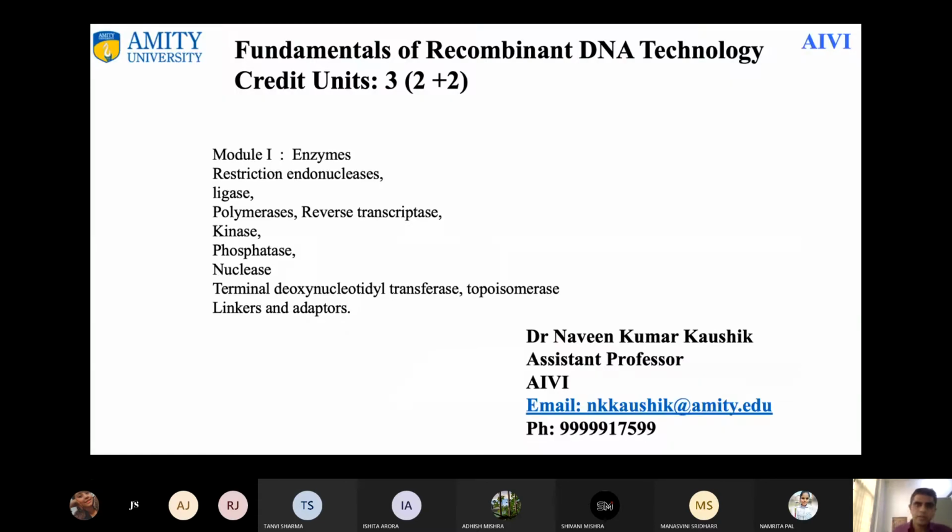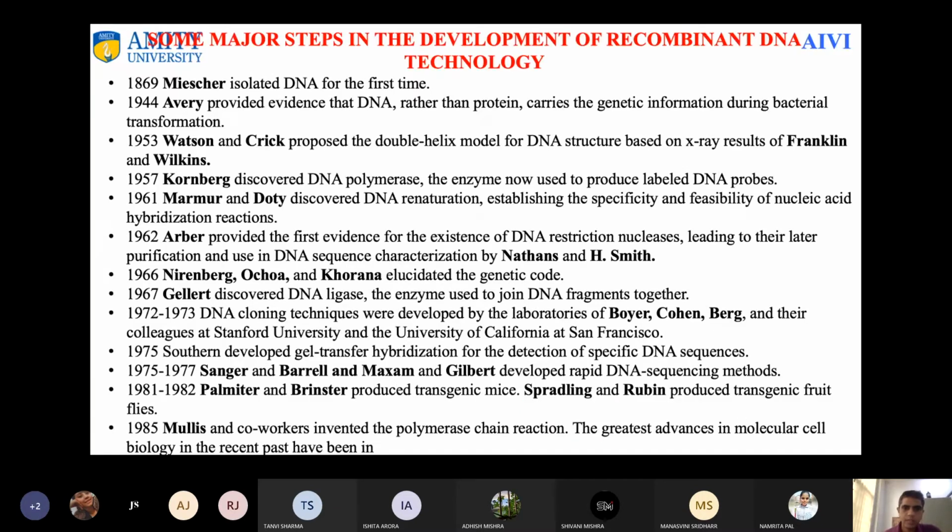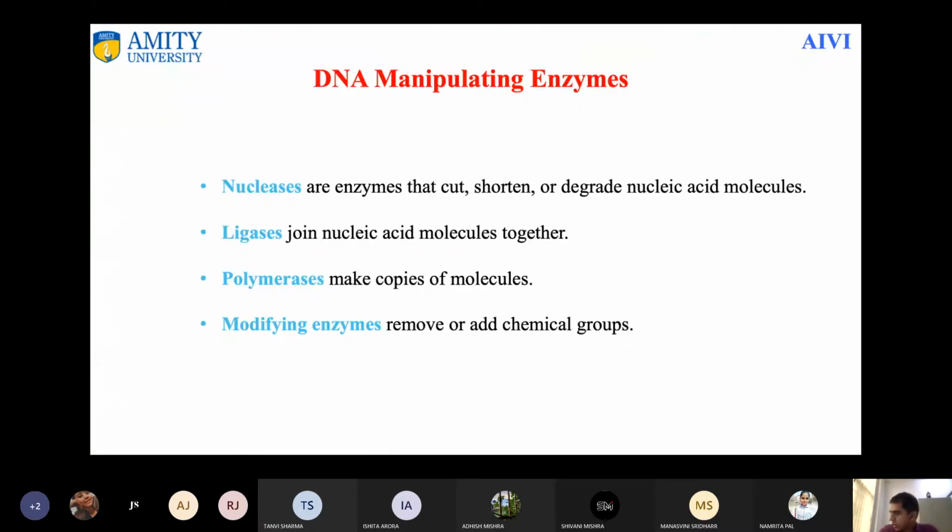Meanwhile, all have joined, so we can have a recap of what we have done yet. So we were in our module number 1, and we were talking about different enzymes. In that, first we discussed the history by which we reached whatever status we are at. And then we talked about the tools, the different tools which we are going to use in recombinant DNA technology.